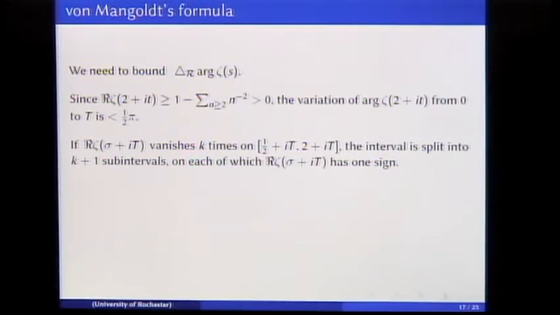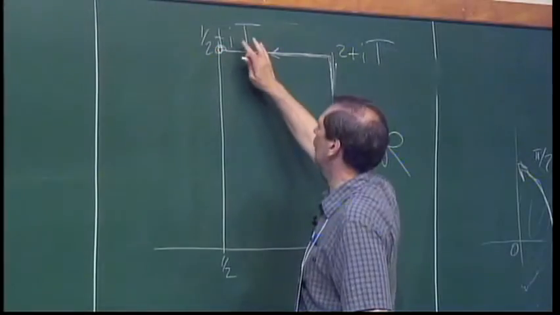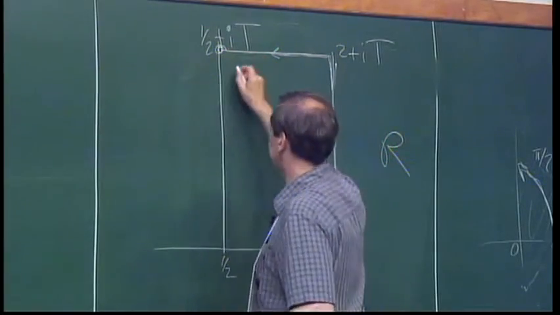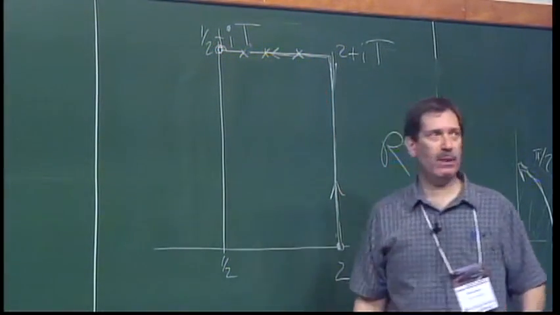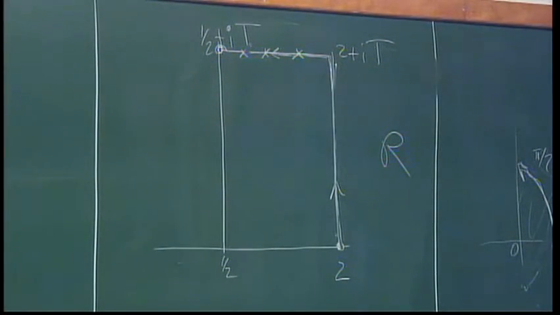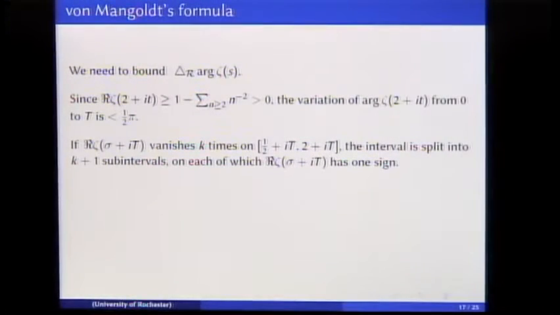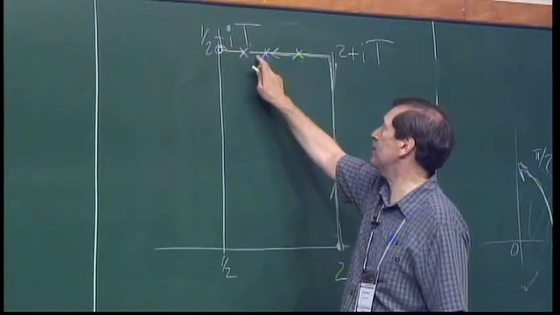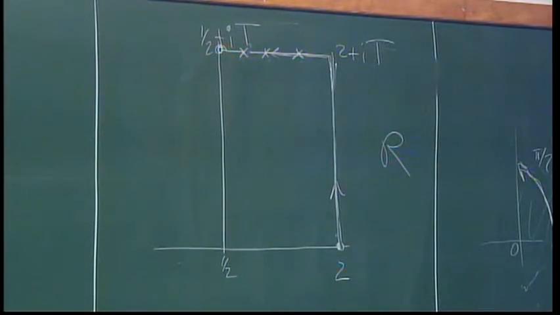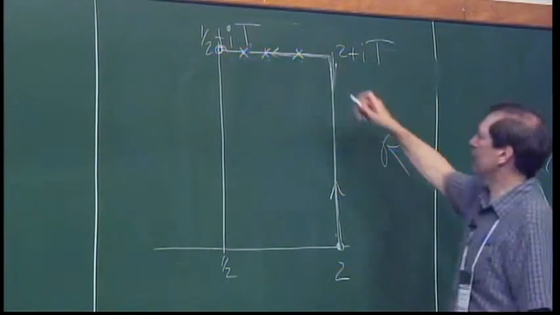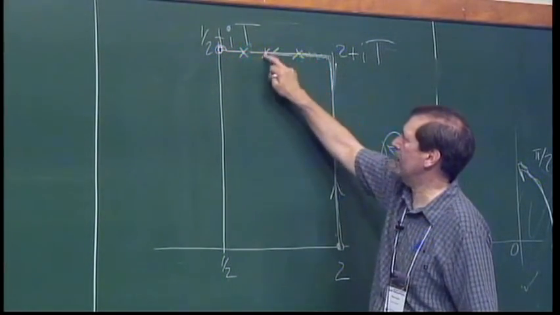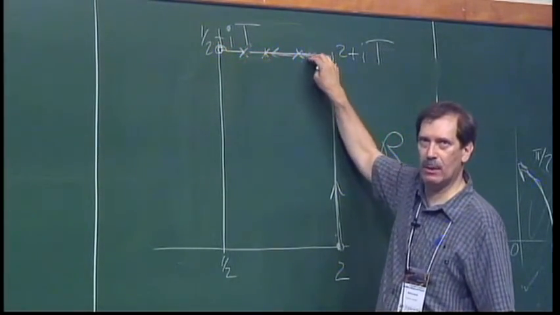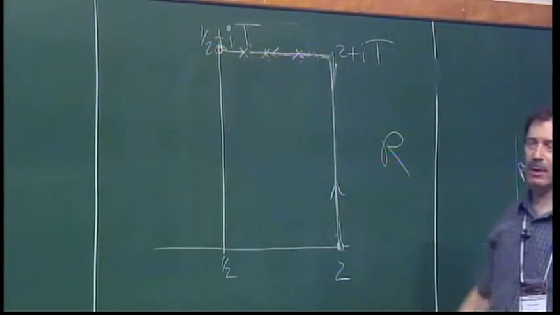There are different approaches to this. I'm going to show you one. Suppose you look at the real part of zeta again along here, and I'm Xing out places where the real part might be 0. Now, there's only going to be a finite number of these. Let's call it k. So here I've drawn k equals 3 places where the real part of zeta is 0. That splits the top edge into k plus 1 subintervals, 4 here. On each of those, the real part of zeta is a continuous function, and since it can only vanish at these points, it is either positive or negative on this one, this one, this one. It can only change at those crosses.